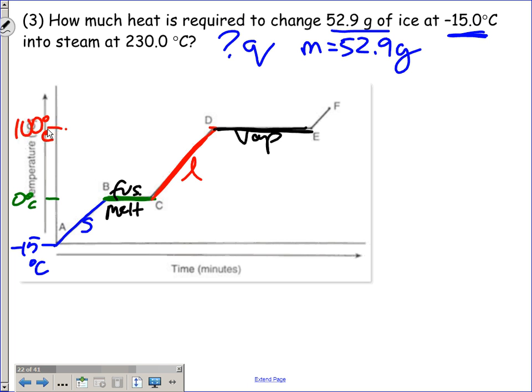Okay, so we've gone from negative 15 to 0, change phase. 0 to 100, change phase. And then we do what? Peak out where? What's the top temperature it told us in the problem?